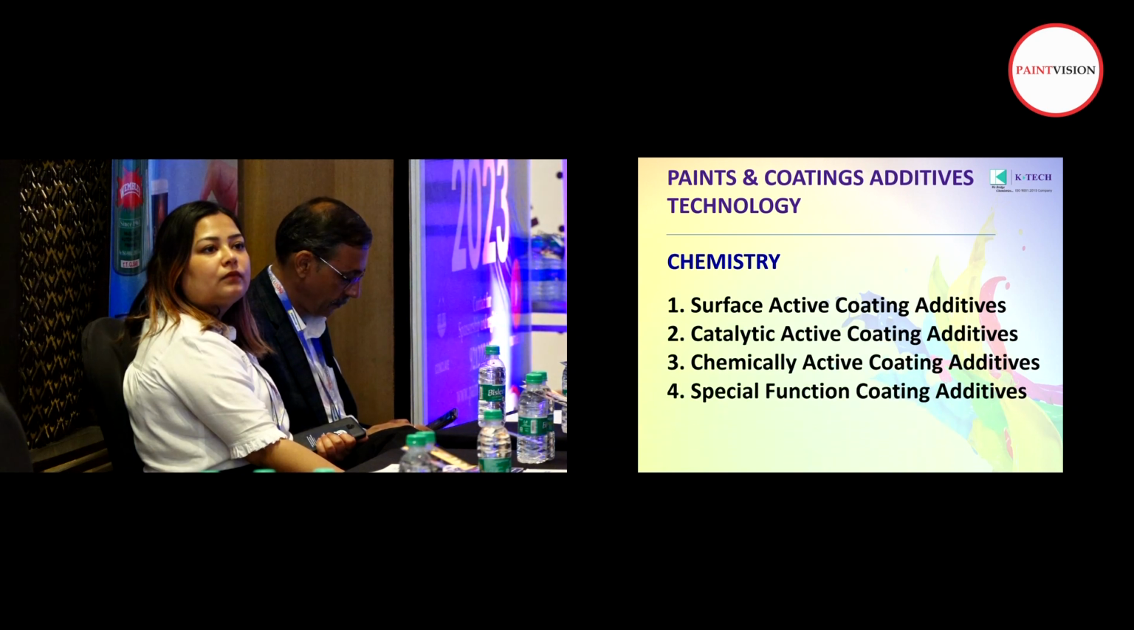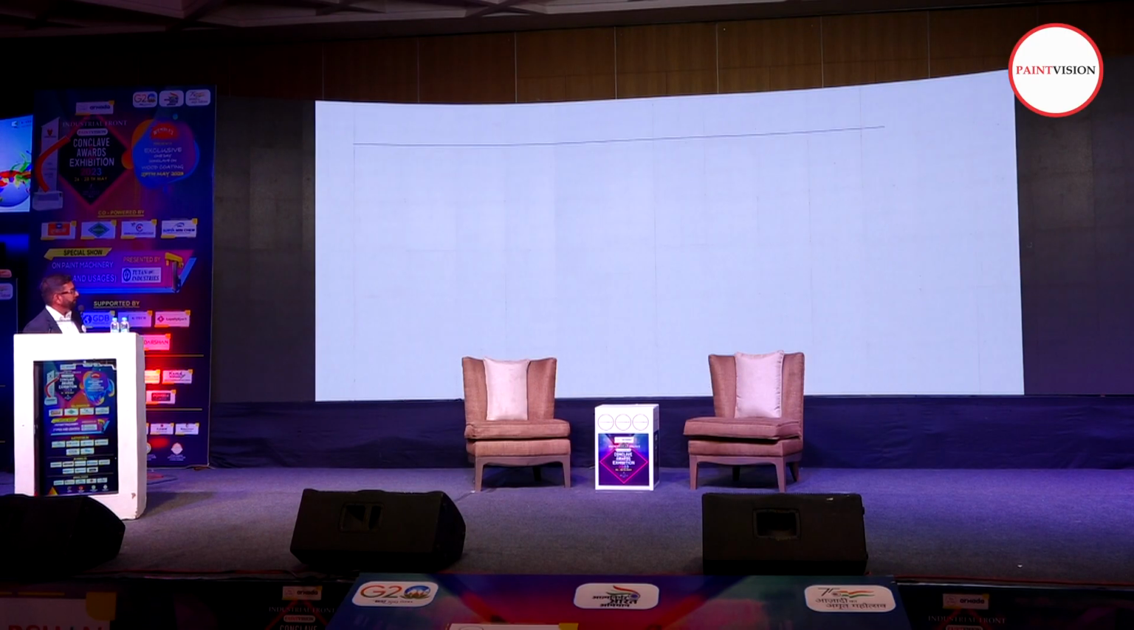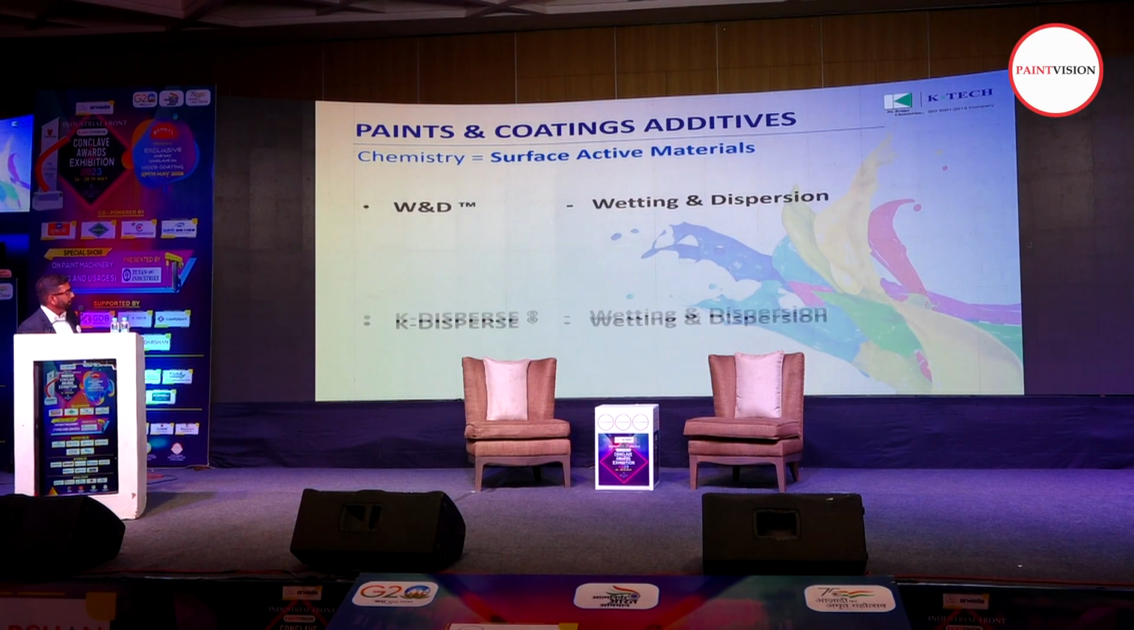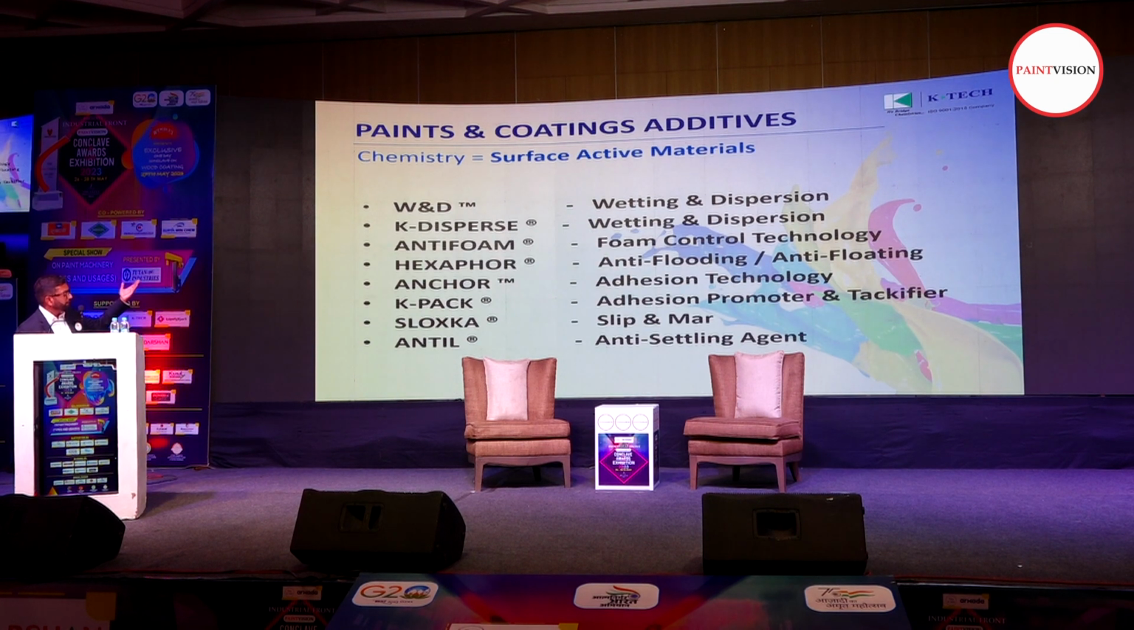Now coming to the additives technology, there are 4 primarily used chemistries, which we will be further explaining on the product lines individually: surface active coating additives, catalytic active coating additives, chemically active coating additives, and special function coating additives. Surface active materials are, we are having some popular products based on the different functions. You can go through this. I can again repeat on the podium itself.